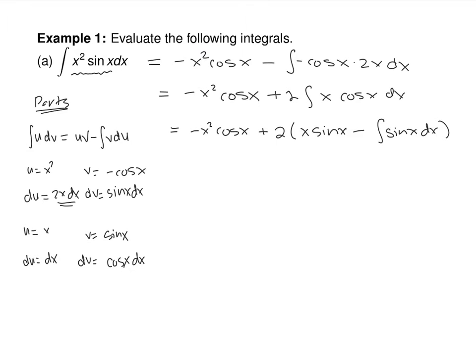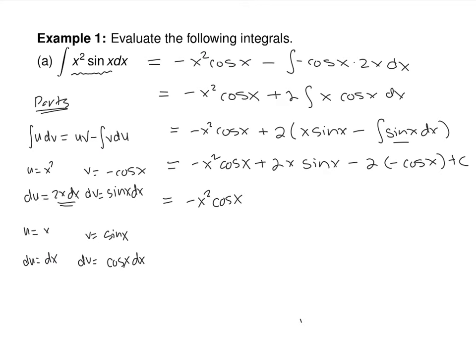And now we've reduced this to something we can just take the antiderivative of. Negative x squared cosine x plus 2x sine x minus 2 times the antiderivative of sine, which is negative cosine, plus c. That double negative makes a positive. And our final answer is negative x squared cosine x plus 2x sine x plus 2 cosine x plus c.